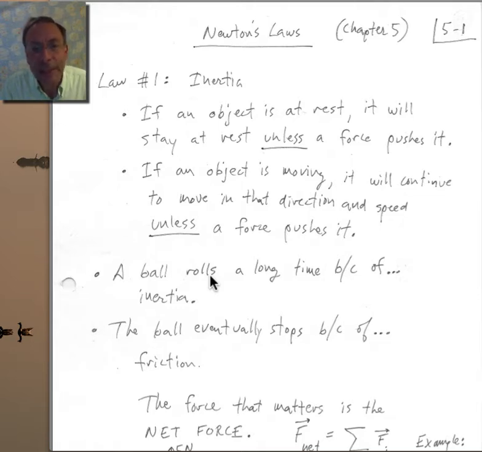So those two things put together are called Newton's first law, the law of inertia. Now actually Galileo is the one who came up with this law. It would make more sense if we called it Galileo's law of inertia, but anyway, that's the way it is. We call it Newton's first law.